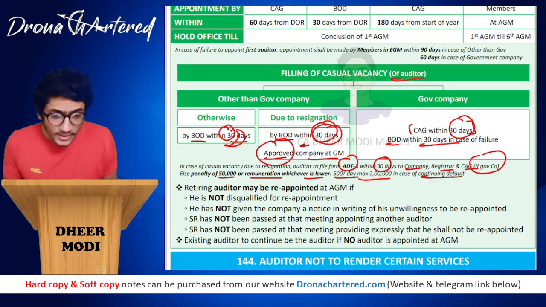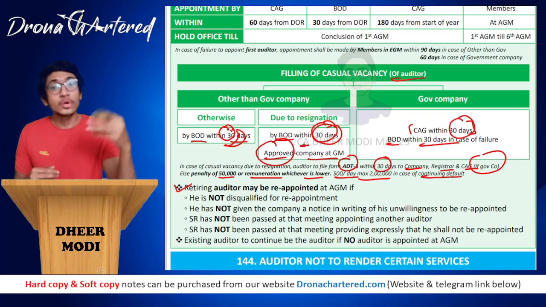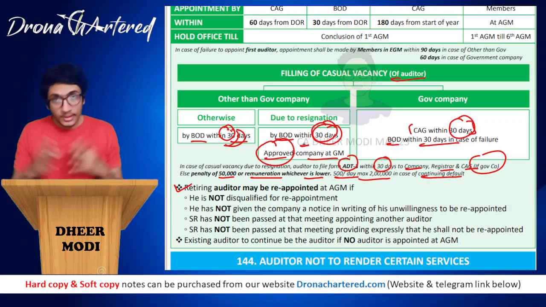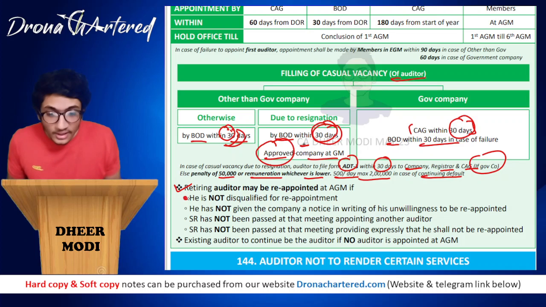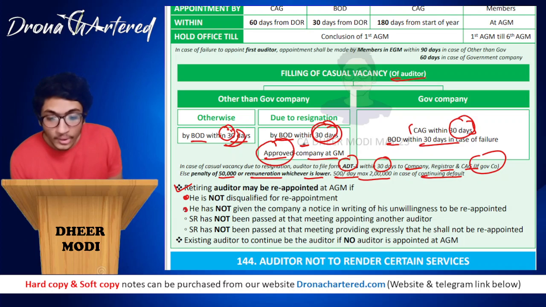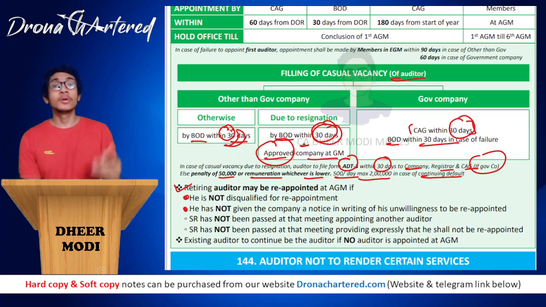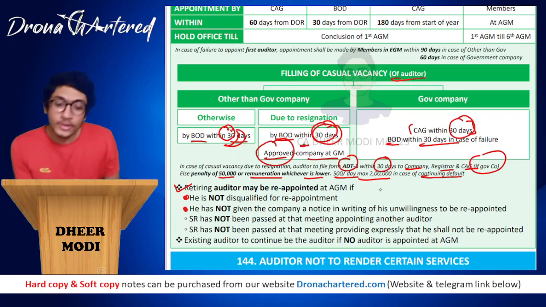Correct. Next is, the retiring auditor may be reappointed at AGM. That means your auditors are liable to rotation. So if your auditor is retiring, he will be reappointed at AGM if he is not disqualified for reappointment. Only if he is eligible to be reappointed, only then will he be reappointed. He has not given the company a notice in writing of his unwillingness to be reappointed. If the auditor himself has given a notice that he doesn't want to be reappointed, how will you appoint this auditor? So therefore, he must not have given the company a notice in writing.